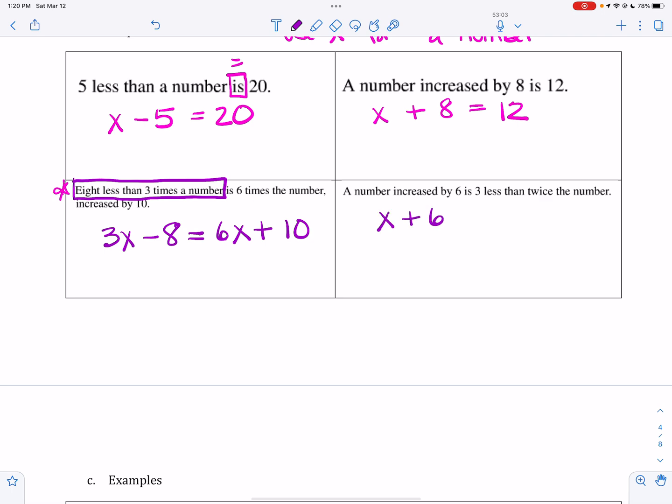All right, this last one is going to be a number increased by 6 is 3 less than twice the number. And I'm going to tell you, students are going to miss this because they are not paying attention to the subtraction, okay? So those are direct word for word problems.